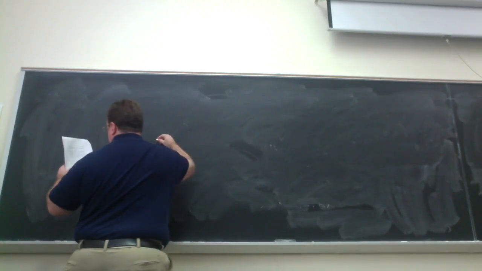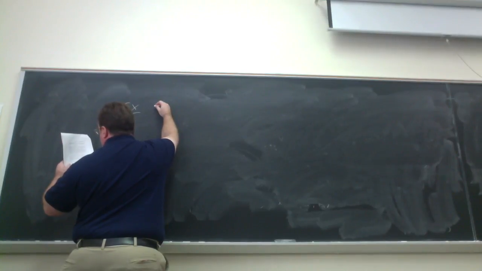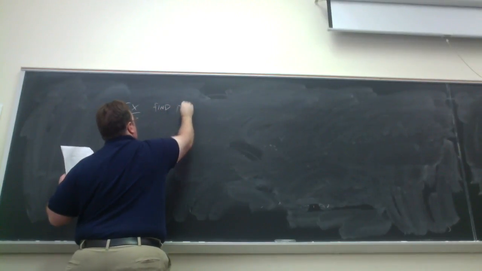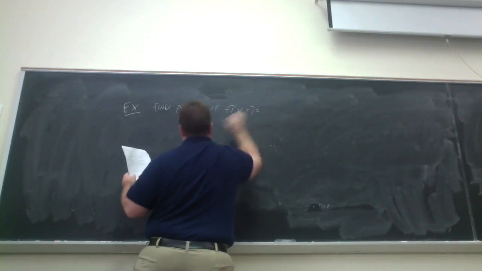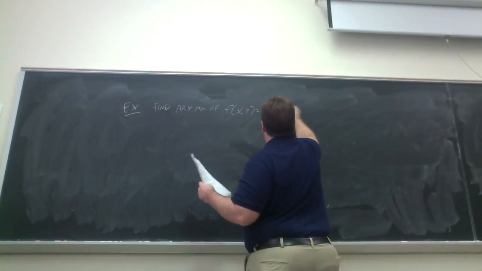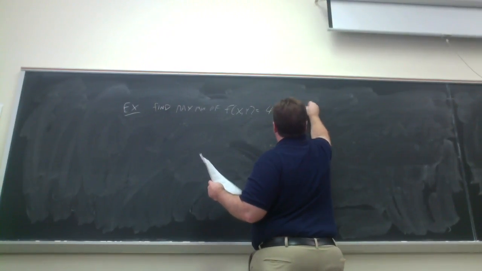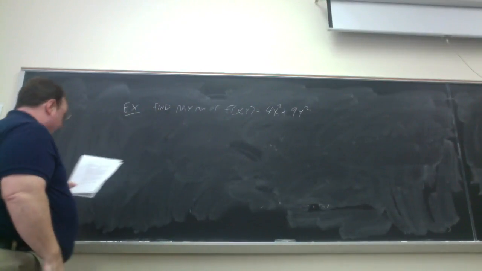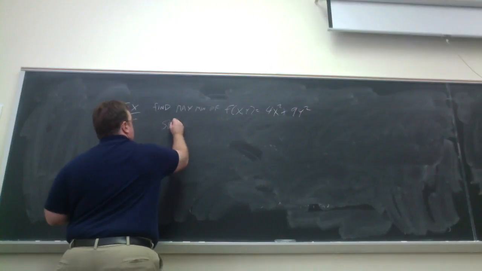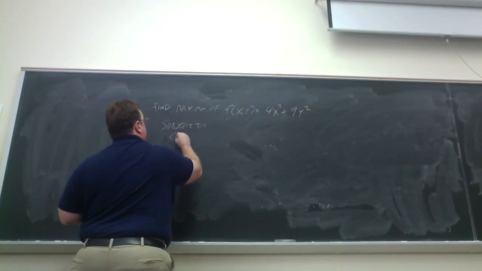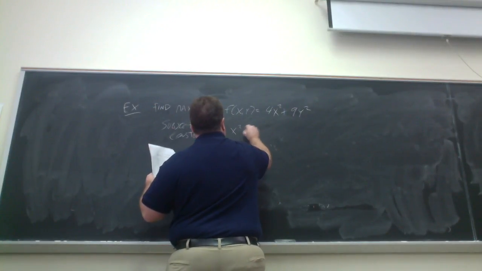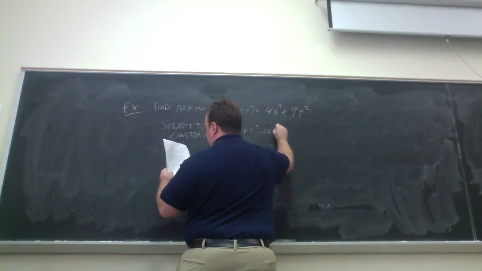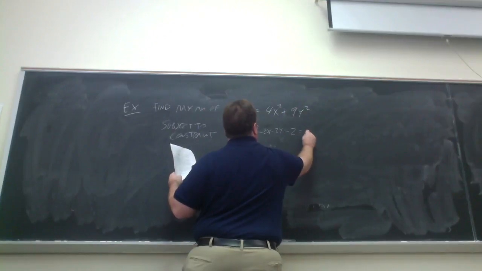So for our first example, we want to find any maxes or mins of this function, f of x y is 4x squared plus 9y squared, subject to this constraint, x squared plus y squared minus 2x minus 2y minus 2 is equal to 0.